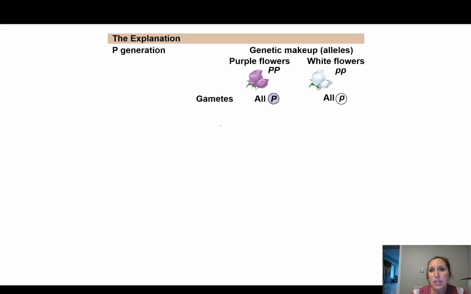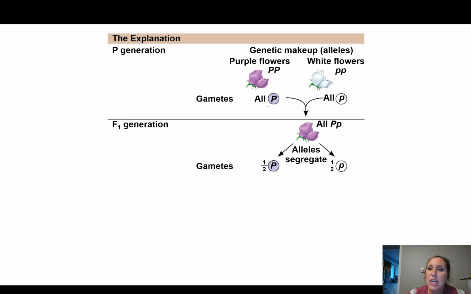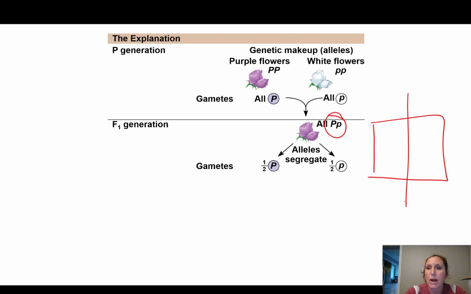Now, the parent generation in Mendel's explanation were, remember, true breeding, which means the purple ones had 2 dominant alleles and the white had 2 recessive alleles. Then the F1 generation, because the only possibility for the purple flowered dad to give is a dominant allele, and the only possibility for the white flowered mom to give is a little p, all of their offspring have to be big P, little p. And if we're going to do a Punnett square, we can do that right now.